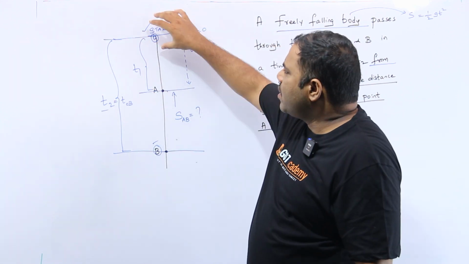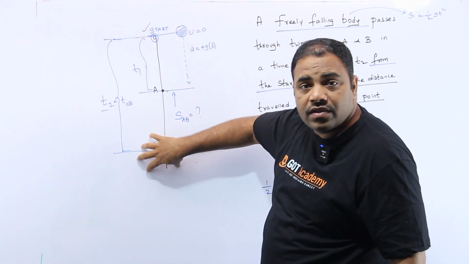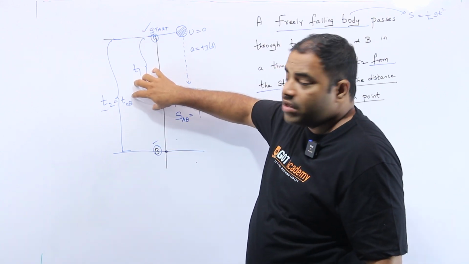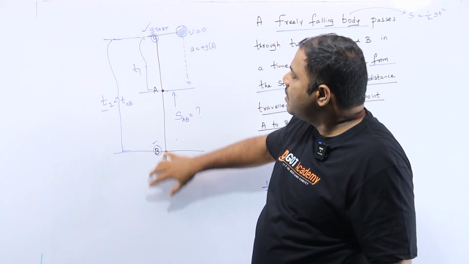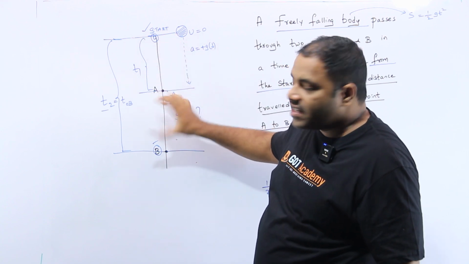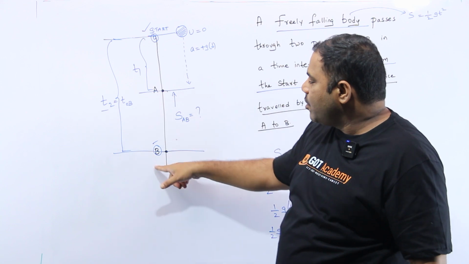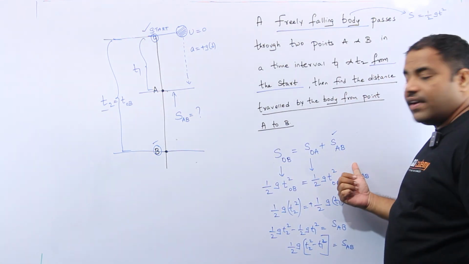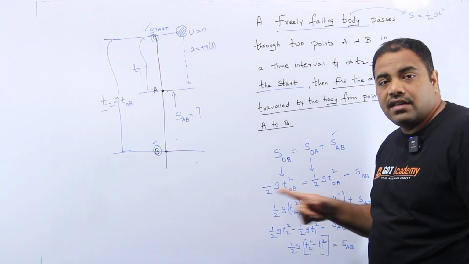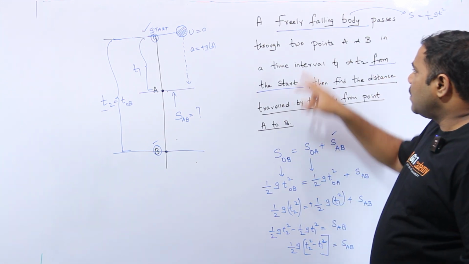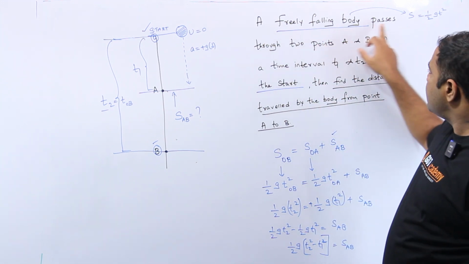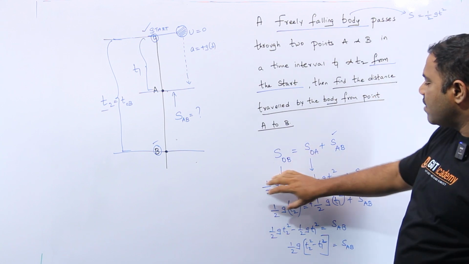Similarly, this point is your house and this point is your school. In the middle, there is a shop. So the overall distance can be taken as the sum of these two distances. That is, the overall distance from O to B can be taken as O to A plus A to B. That is what I have taken here, where S stands for distance. As for the free falling body concept, S is given as half g t square. The same thing I have substituted.